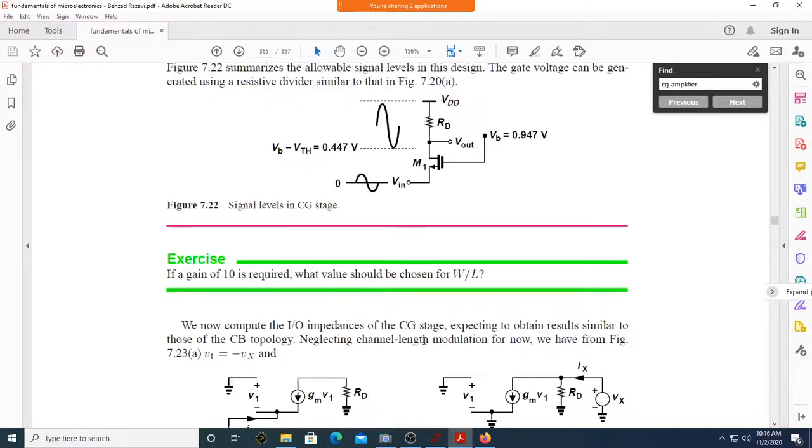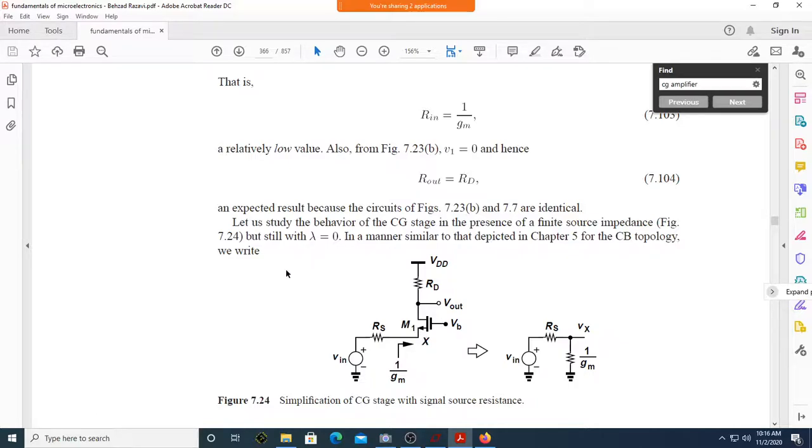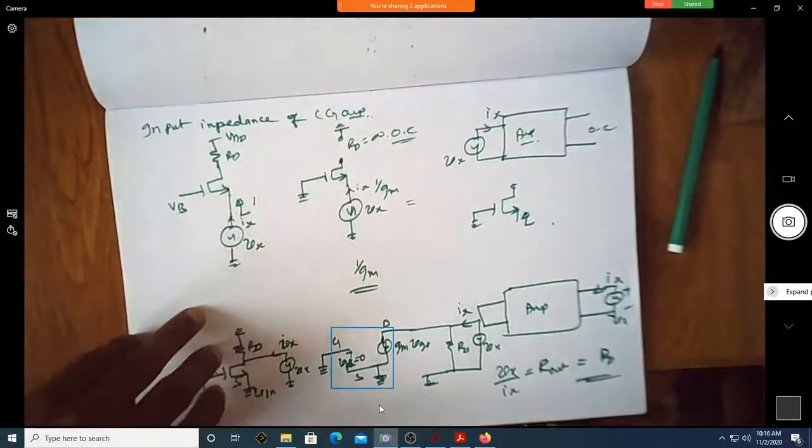What is the next case? The next case is, let us study the behavior of the CG amplifier in presence of finite source resistance. RS is the finite source resistance of this source. Correct? Let us try to understand how to analyze that one.